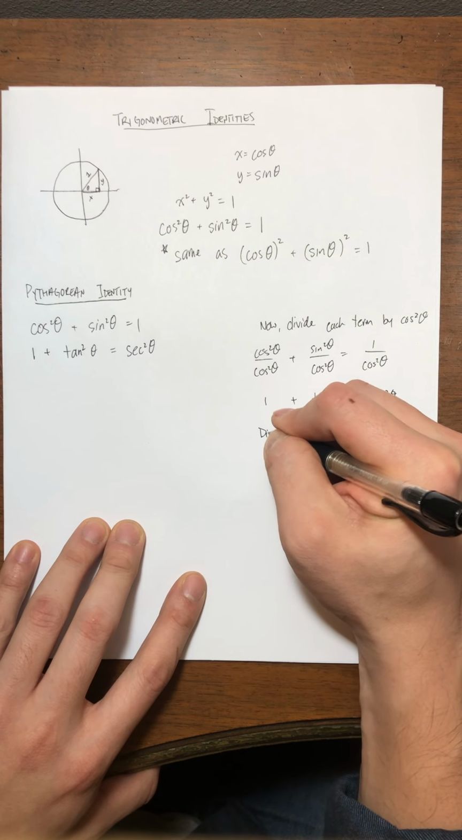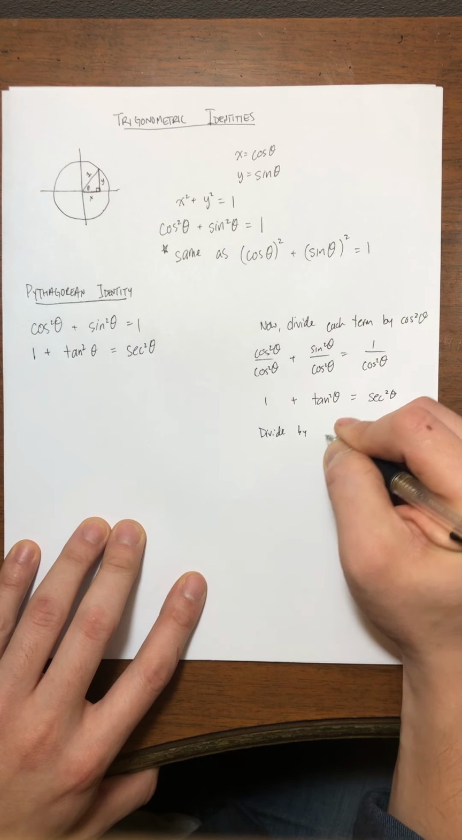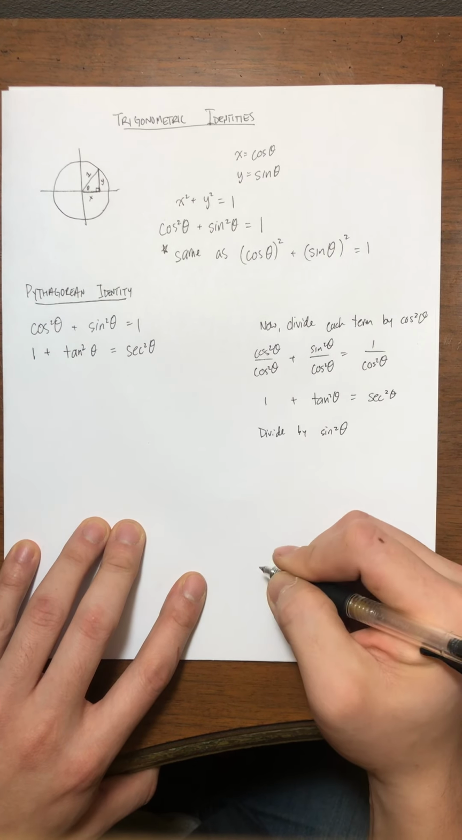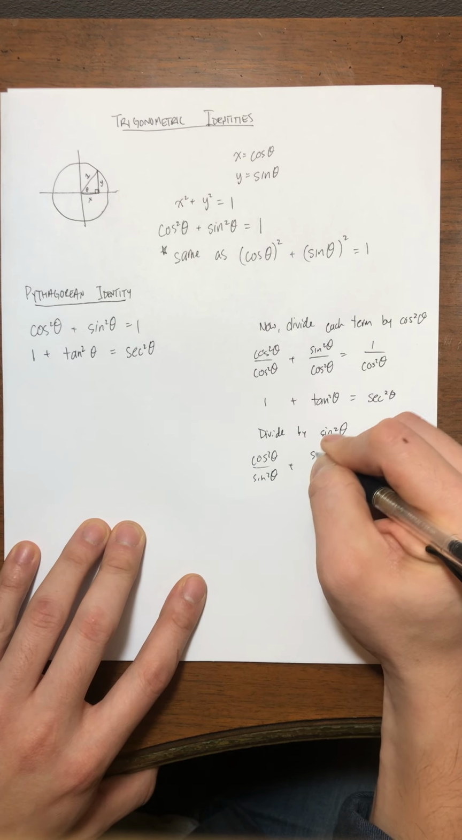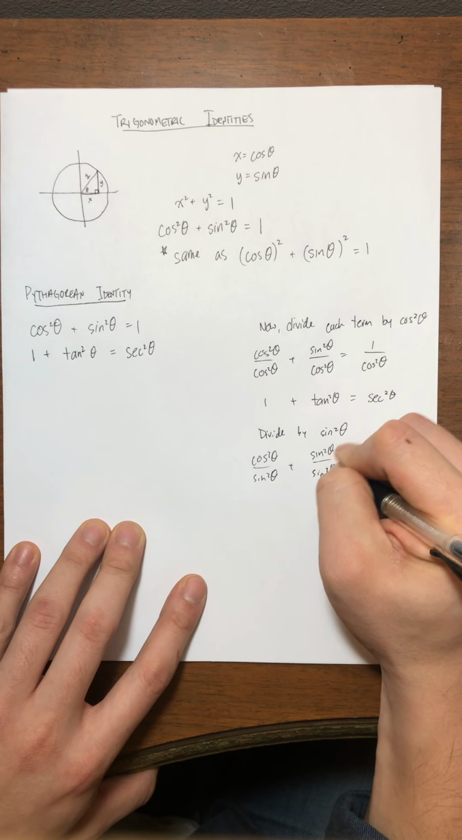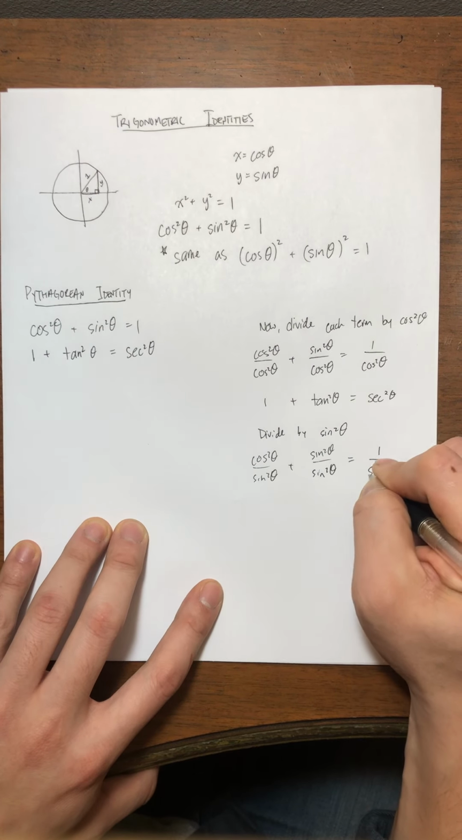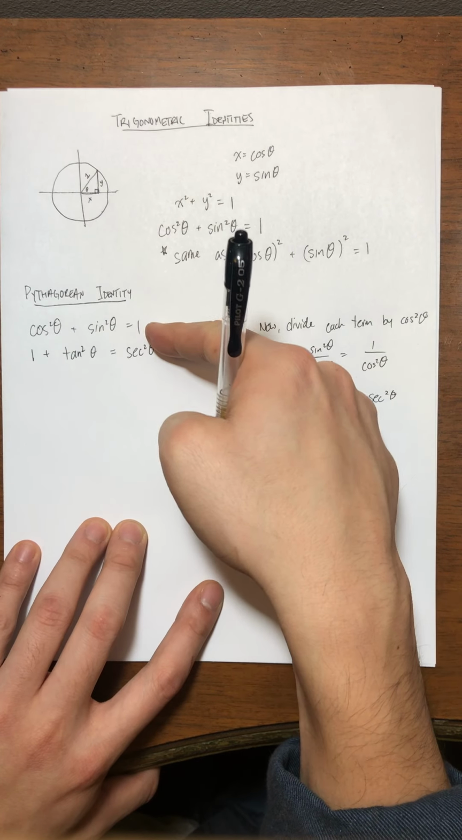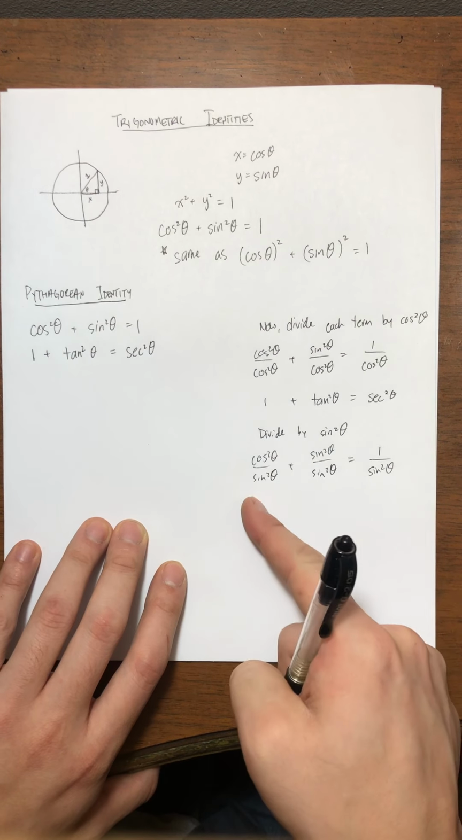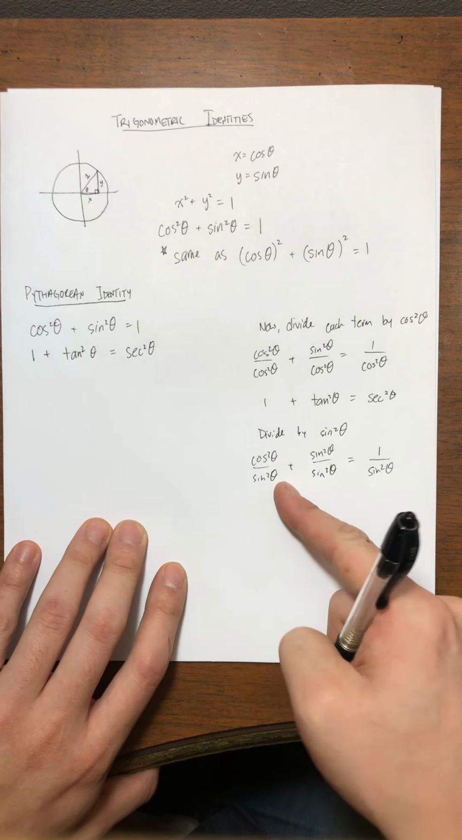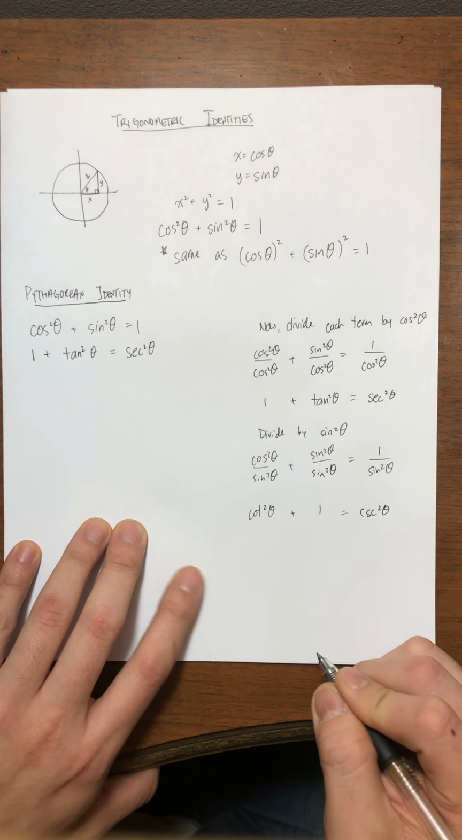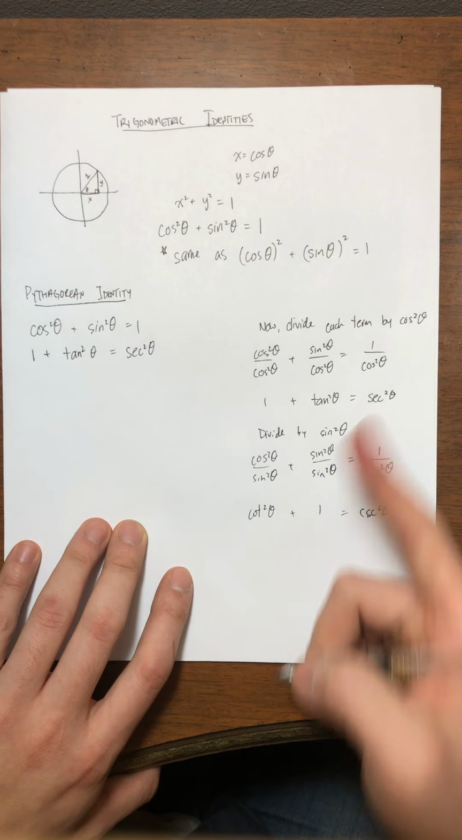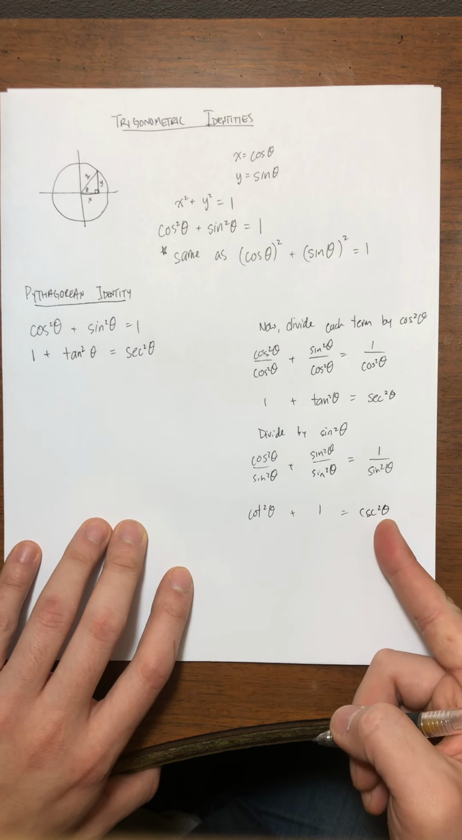Let's divide, instead of cosine squared, by sine squared. So now we have cosine squared theta over sine squared theta plus sine squared theta over sine squared theta equals 1 over sine squared theta. So we again start with the original, divide each term by sine squared, and we simplify a little bit. This becomes cotangent squared theta plus 1 equals cosecant squared theta. As a reminder, 1 over cosine is equal to secant, 1 over sine is equal to cosecant.